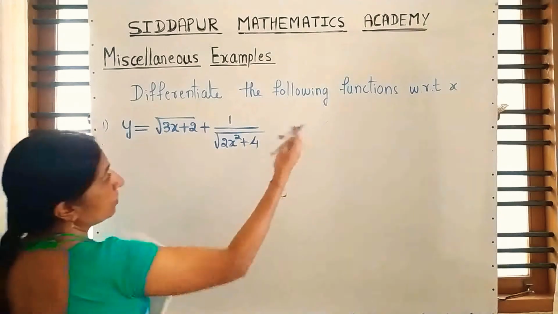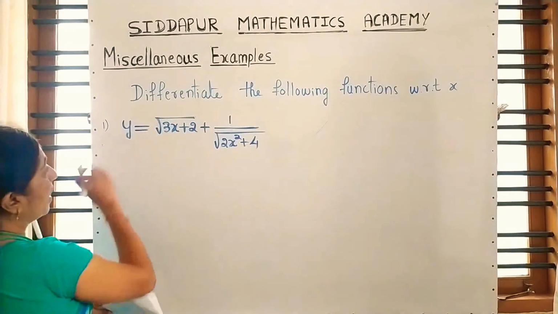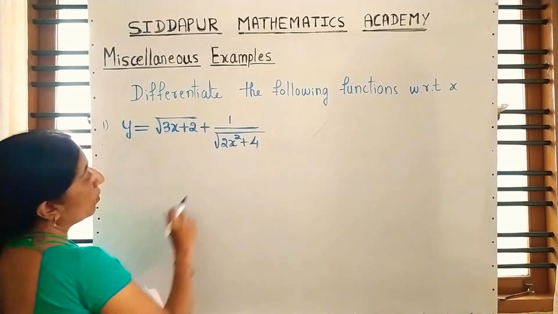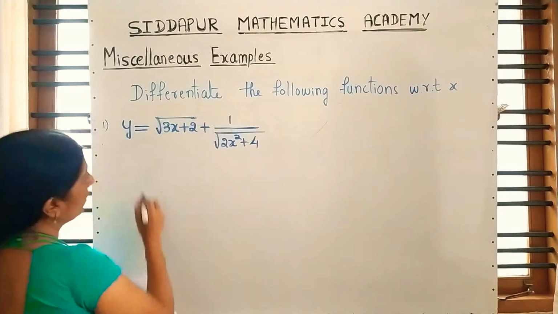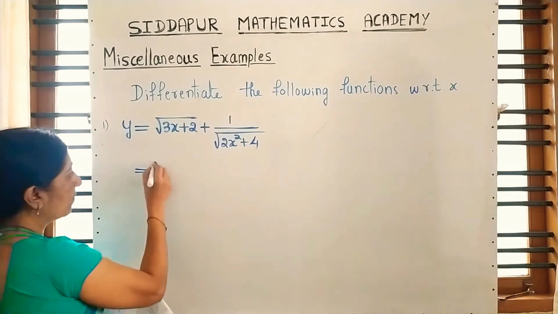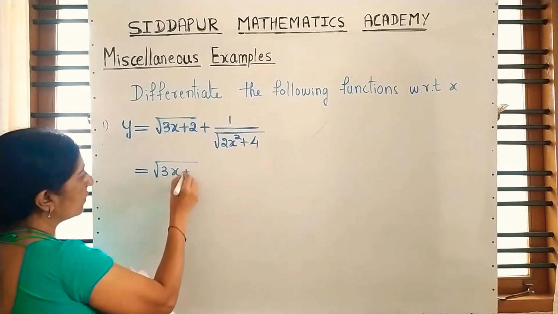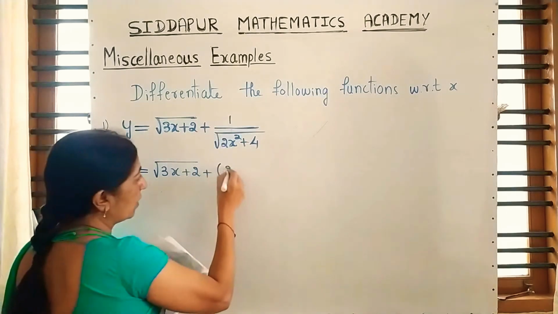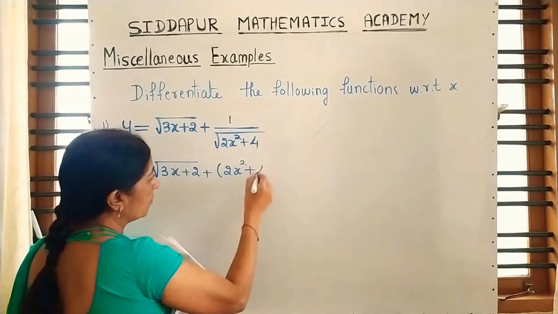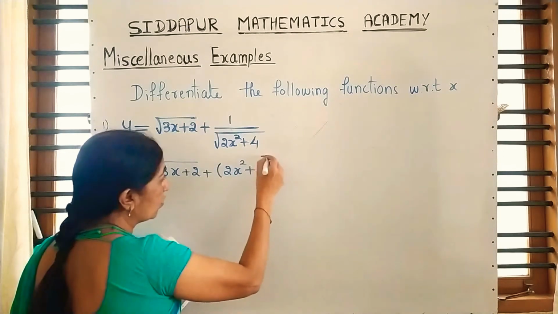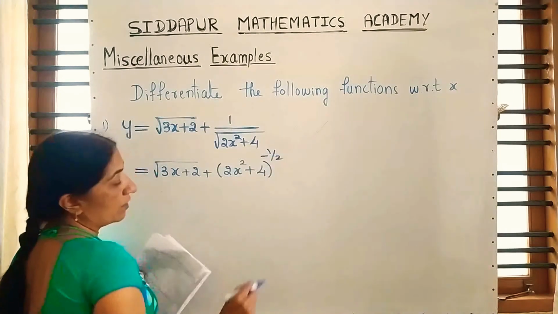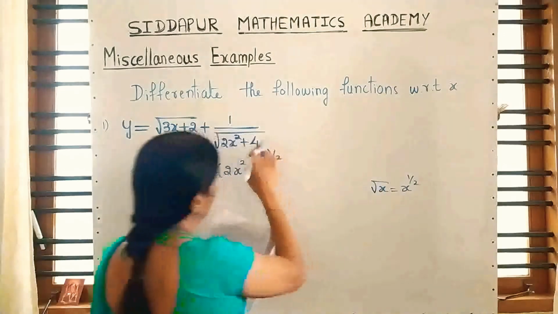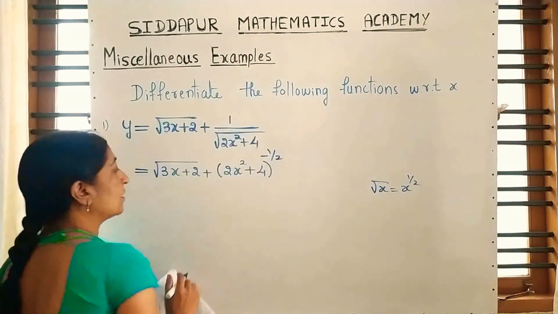Differentiate the following functions with respect to x. y is equal to square root of 3x plus 2 plus 1 upon root of 2x square plus 4. Here I kept root of 3x plus 2 as it is, and the root is present in the denominator, that I wrote as 2x square plus 4. When you take root in the numerator it becomes raised to half, because root x will be written as x raised to half. It is present in the denominator, so I wrote that in the numerator with minus half.